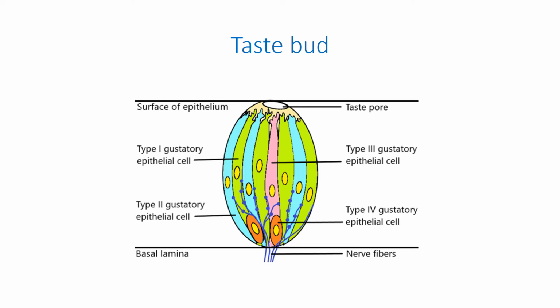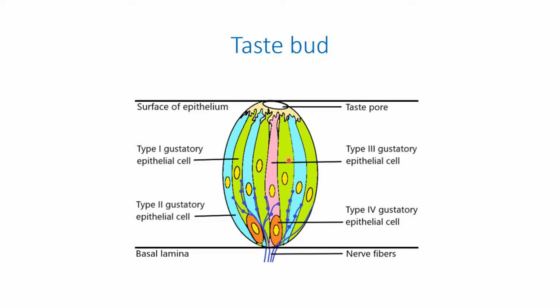Gustatory epitheliocytes are divided into 4 types, characterized by both morphological and molecular features. Type 1 cells are glial-like supporting cells sharing many features with astrocytes. They are most abundant, comprising approximately half of the total number of cells in a taste bud. They have electron-dense nuclei and wing-like cytoplasmic processes that ensheath other cells.